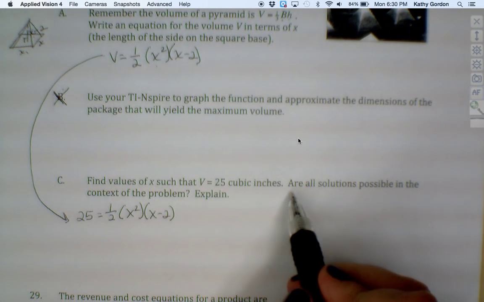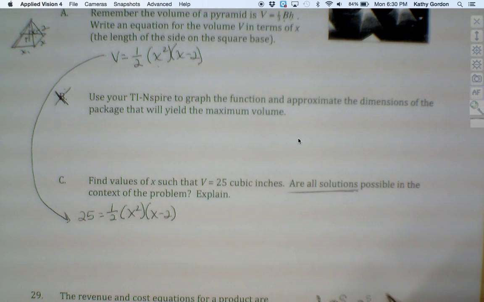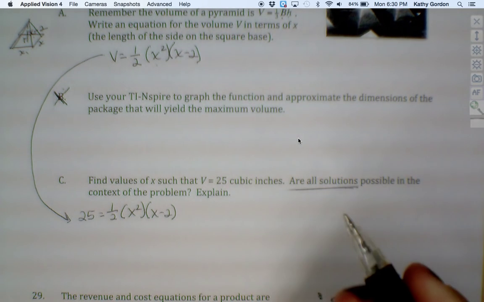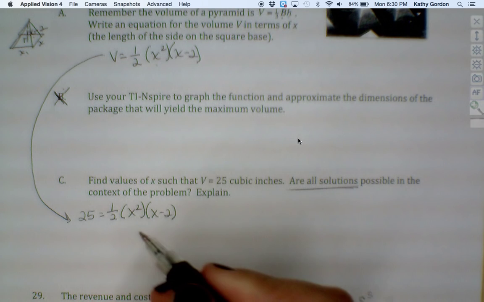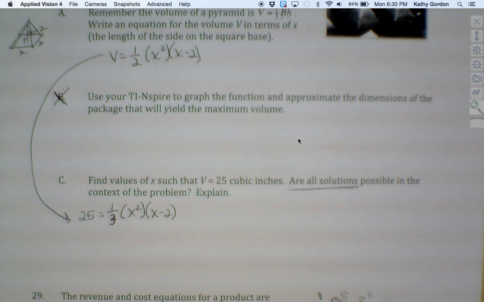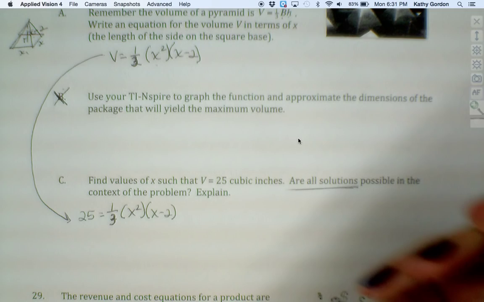Now, in order to solve this, to find the solutions when we actually have a specific volume of 25, there's a few things I can do here. First of all, I'm sorry, this should be 1/3. My mistake. There we go. And this one should have been 1/3. Okay, 1/3.